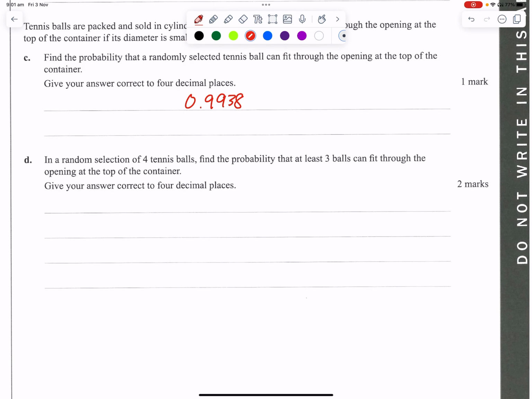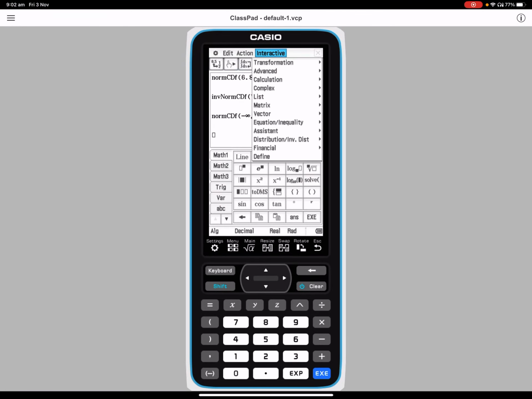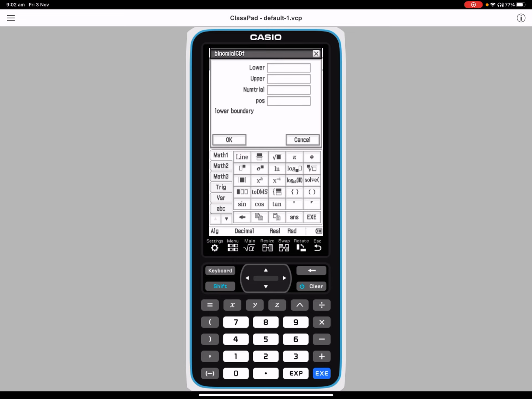A random selection of 4, at least 3 tennis balls can fit through the opening at the top of the container. So we could say X is binomially distributed, with 4 trials and the probability they fit through the top of the container is 0.9938. The probability that X is greater than or equal to 3. So we use binom CDF from 3 to 4 out of 4 trials.